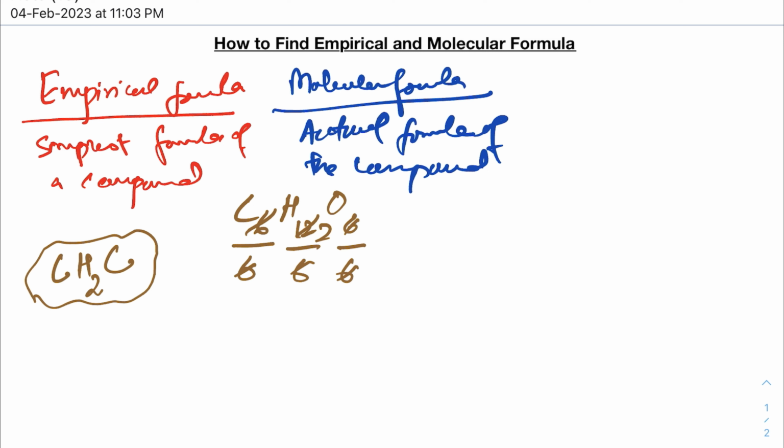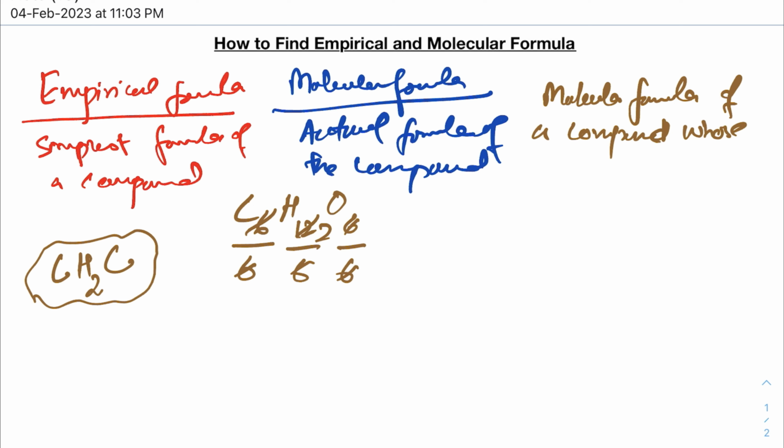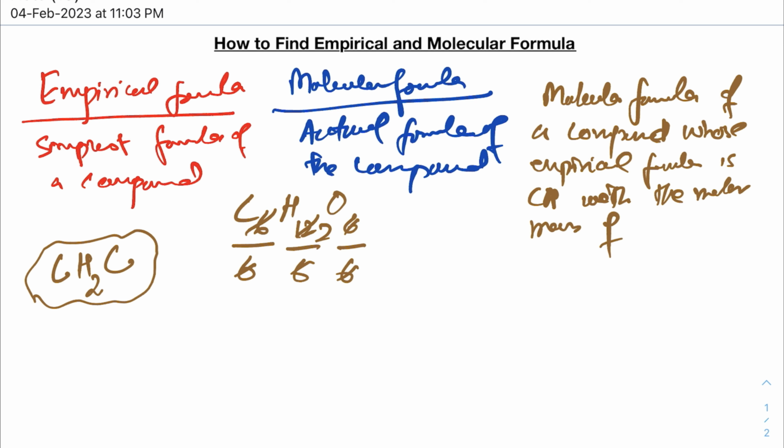So if we know the empirical formula, how can we find out the molecular formula? For this, we are going to take an example in which we need to calculate the molecular formula of a compound whose empirical formula is CH with the molar mass of 78 grams per mole. So how to do it?